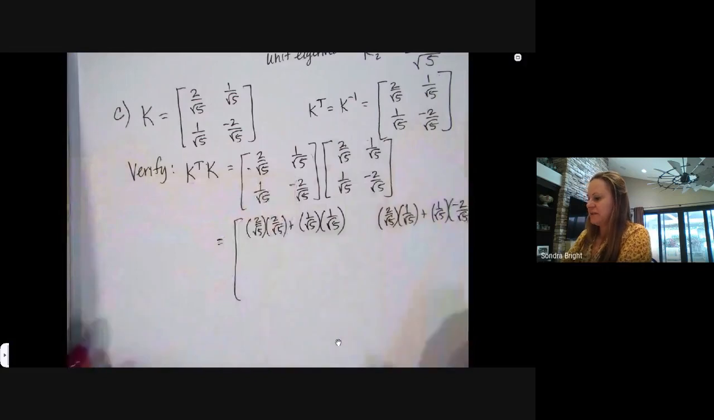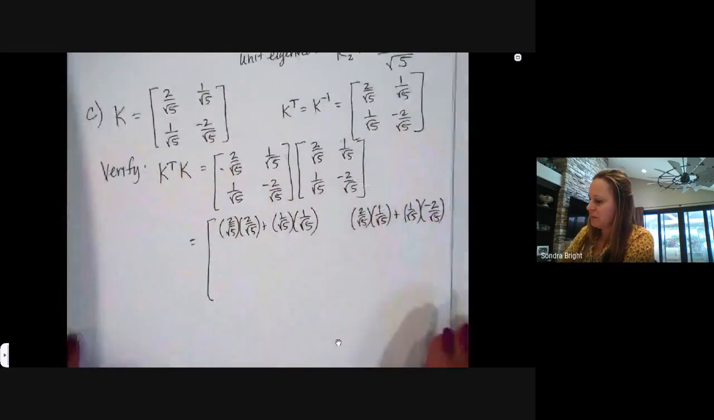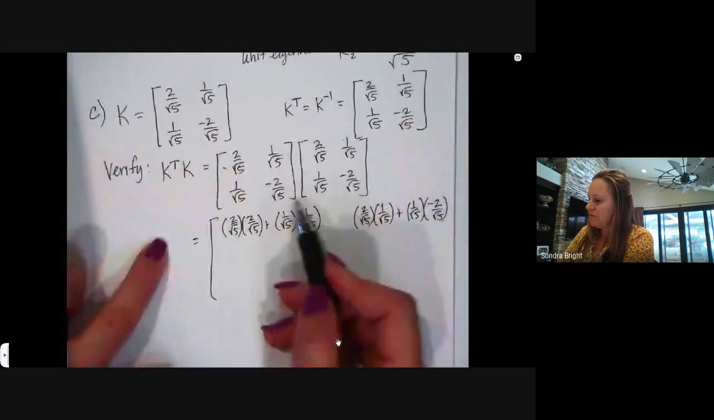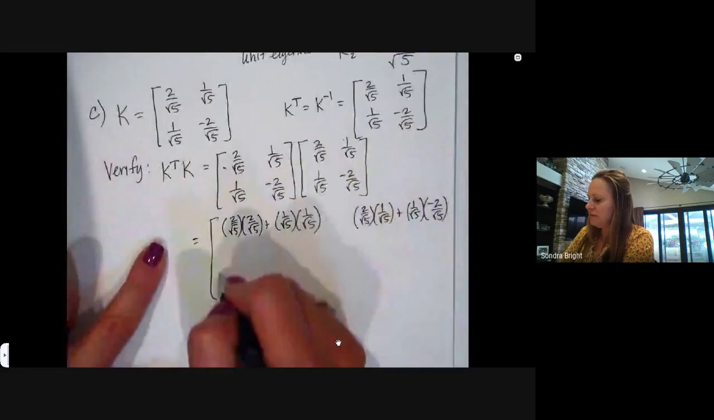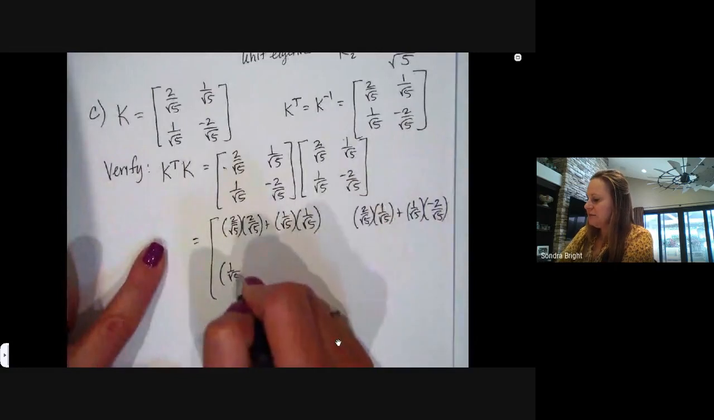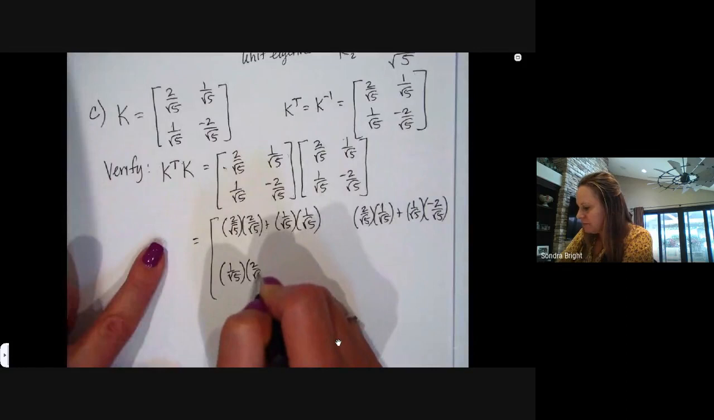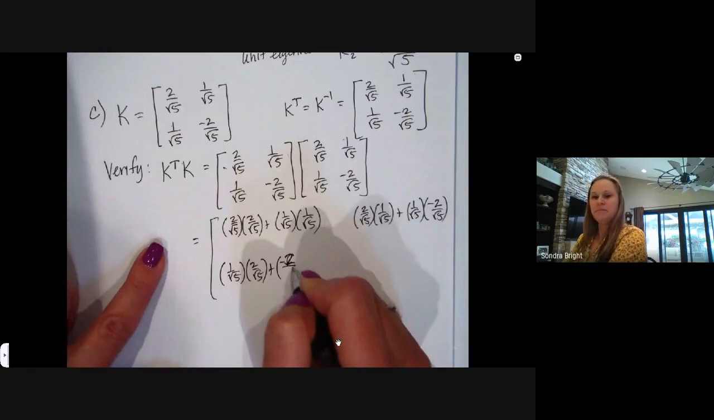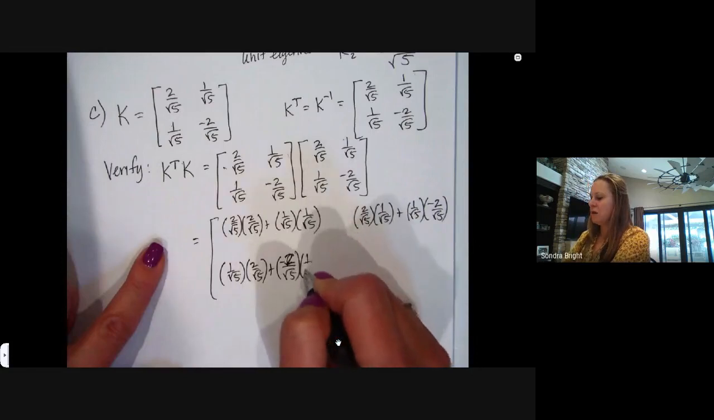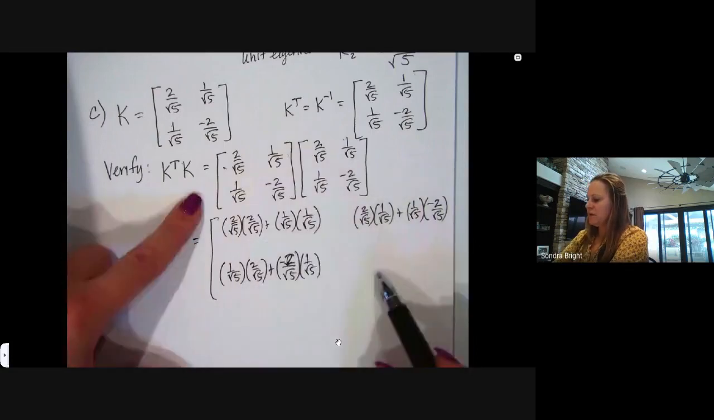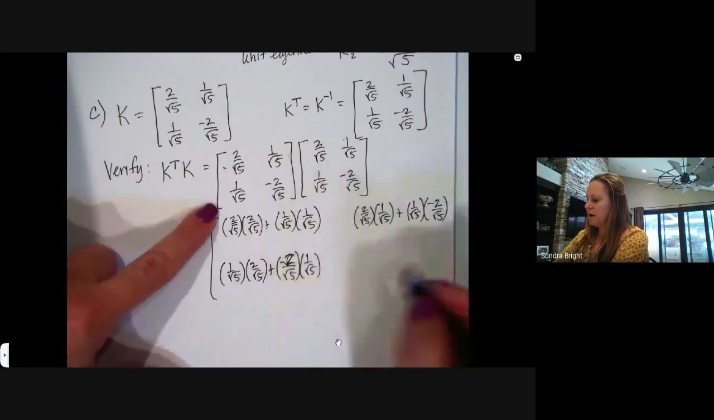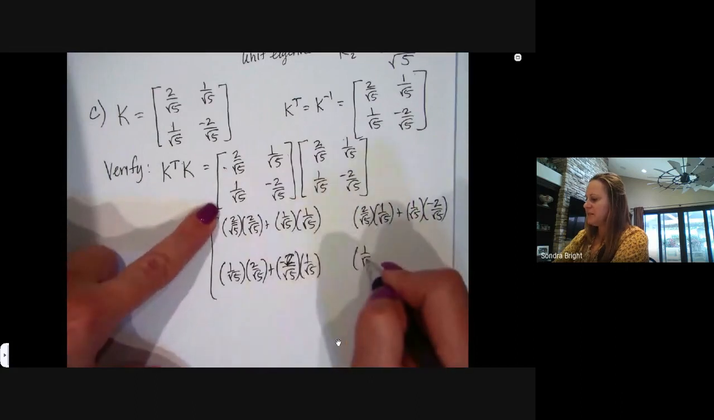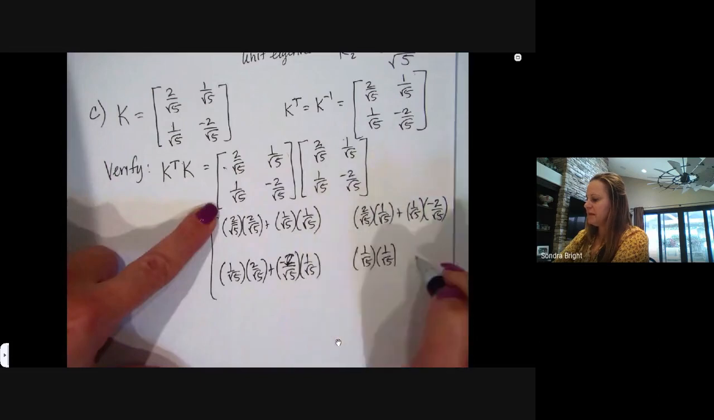So 2 over rad 5 times 1 over rad 5, and then plus 1 over rad 5 times a negative 2 over rad 5. Then we do the same thing with row 2 and column 1. That'll be 1 over rad 5 times 2 over rad 5 plus negative 2 over rad 5 times 1 over rad 5. And then the bottom corner, row 2, column 2: 1 over rad 5 times 1 over rad 5 plus negative 2 over rad 5 times negative 2 over rad 5.